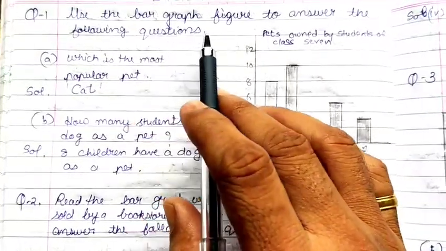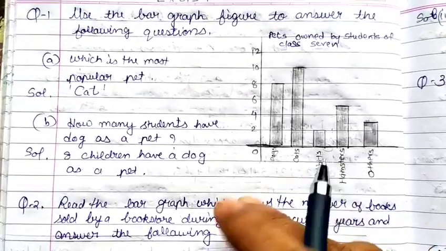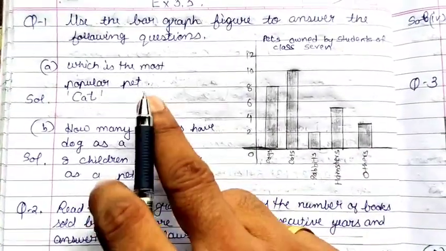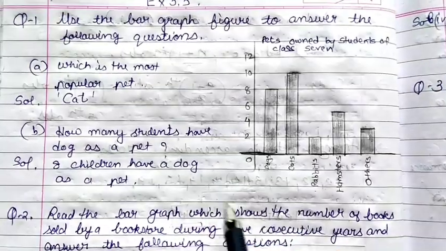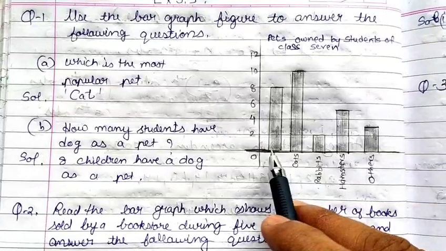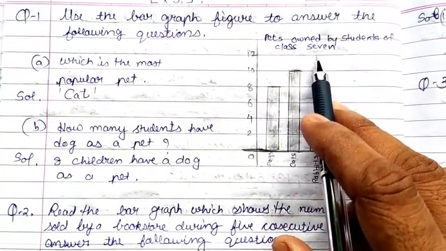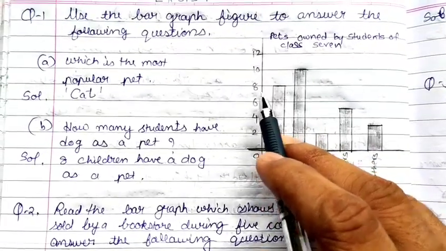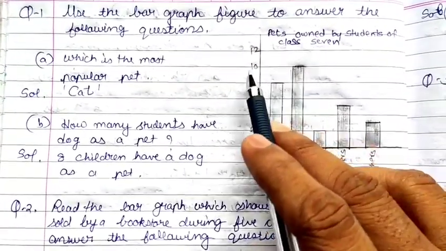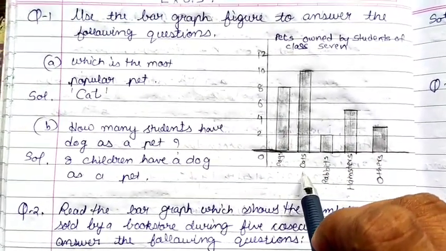Now here we have to observe this bar graph. Bar means this kind of pillar is known as bar graph, and we have to give the answer. Before giving the answer, we have to just observe this bar graph. Now here the first bar shows that students of standard 7, 8 number of students used to have dog as a pet. Then 10 number of students used to have cat as a pet.